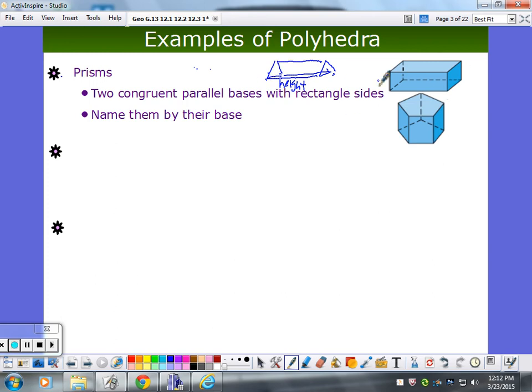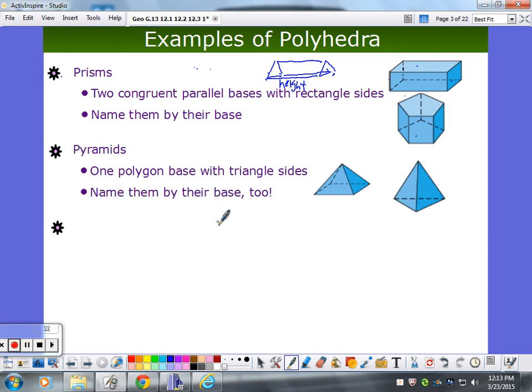This is a rectangular prism because the bases are rectangles. With rectangles, it's hard to tell which of the bases, right? Is it these two sides or is it these two sides? You choose. You choose which ones you want to be the base. But if it's not rectangular, you look for the thing that isn't a rectangle. This one has pentagons for bases. We call it a pentagonal prism. And the sides are always going to be these rectangles.